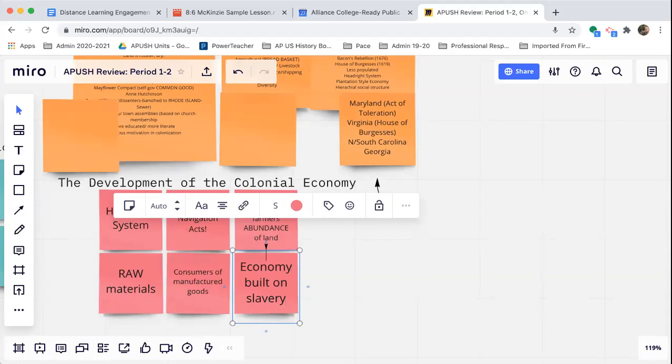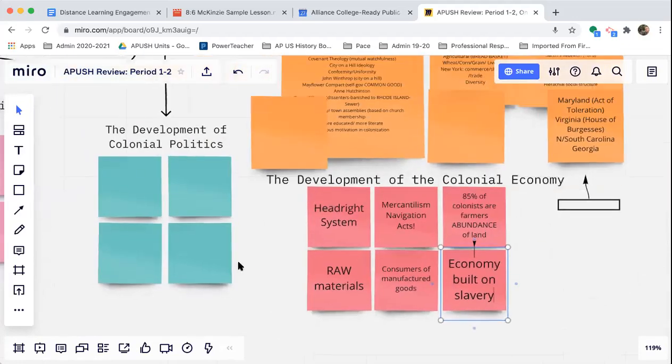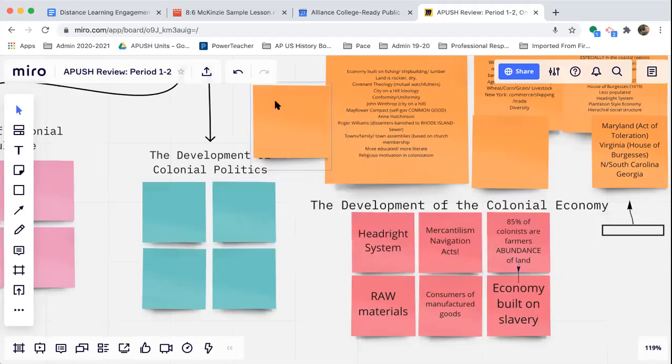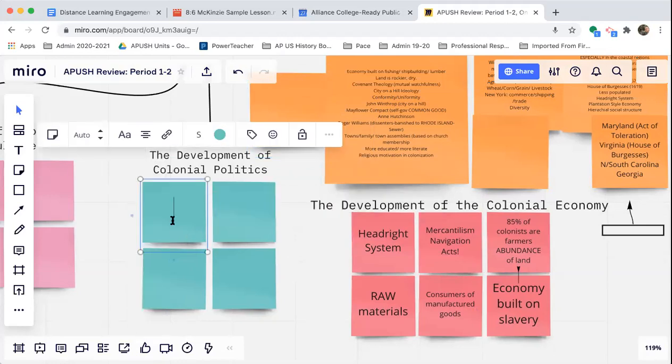Okay, that's not bad. All right, let's slide over here. Politics. Let me rephrase that. Why do the colonial politics develop in the way that they do? Because of salutary neglect. Good job, Eliana. Salutary neglect of leaving to self-government is important.